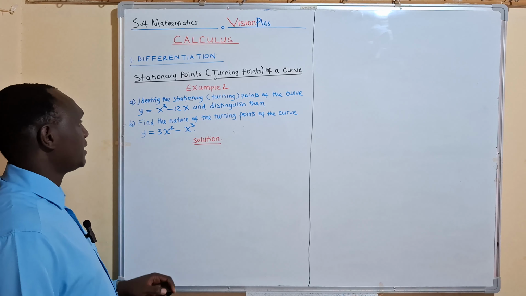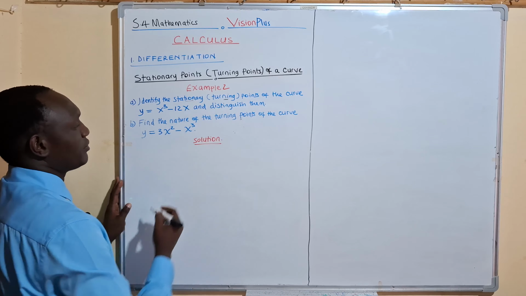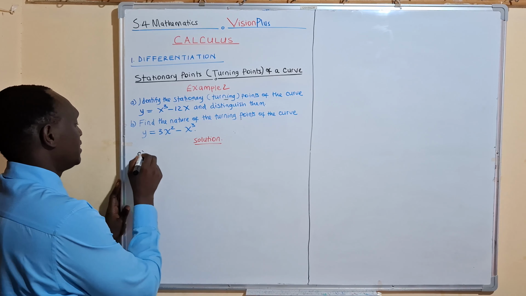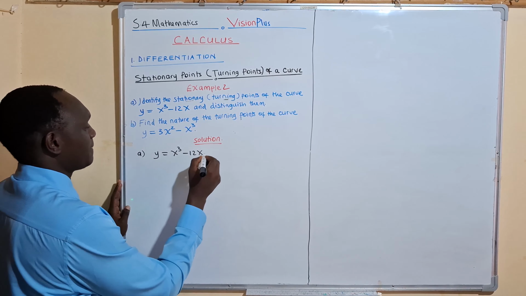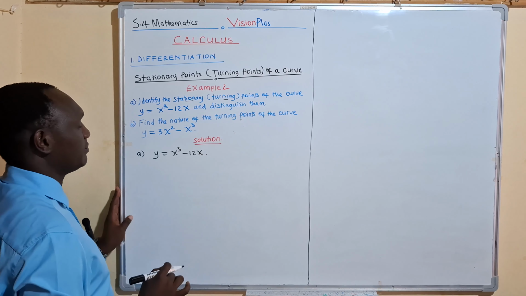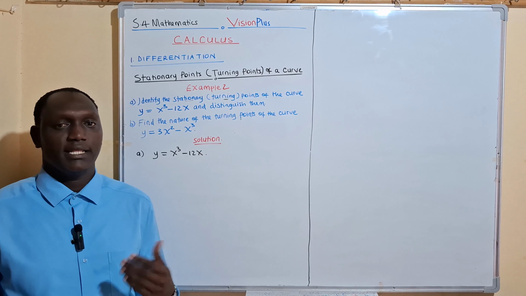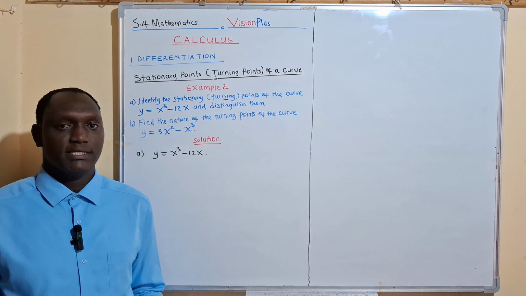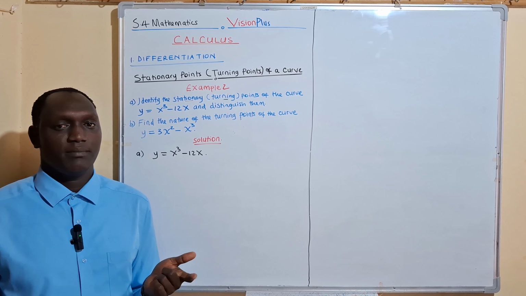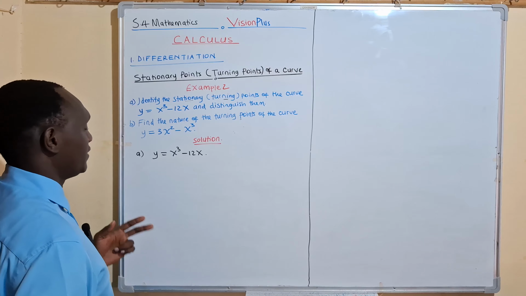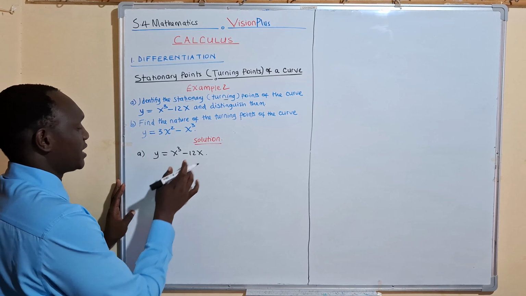Example 2 says, Part A, identify the stationary or the turning points of the curve given by y equals x cubed minus 12x and distinguish between them. So we need to first find the turning points of the curve and then we distinguish. Distinguishing in this case means you need to tell whether it is a maximum point, a minimum point, or a point of inflection. So for us to do that, we need the gradient function of the curve.